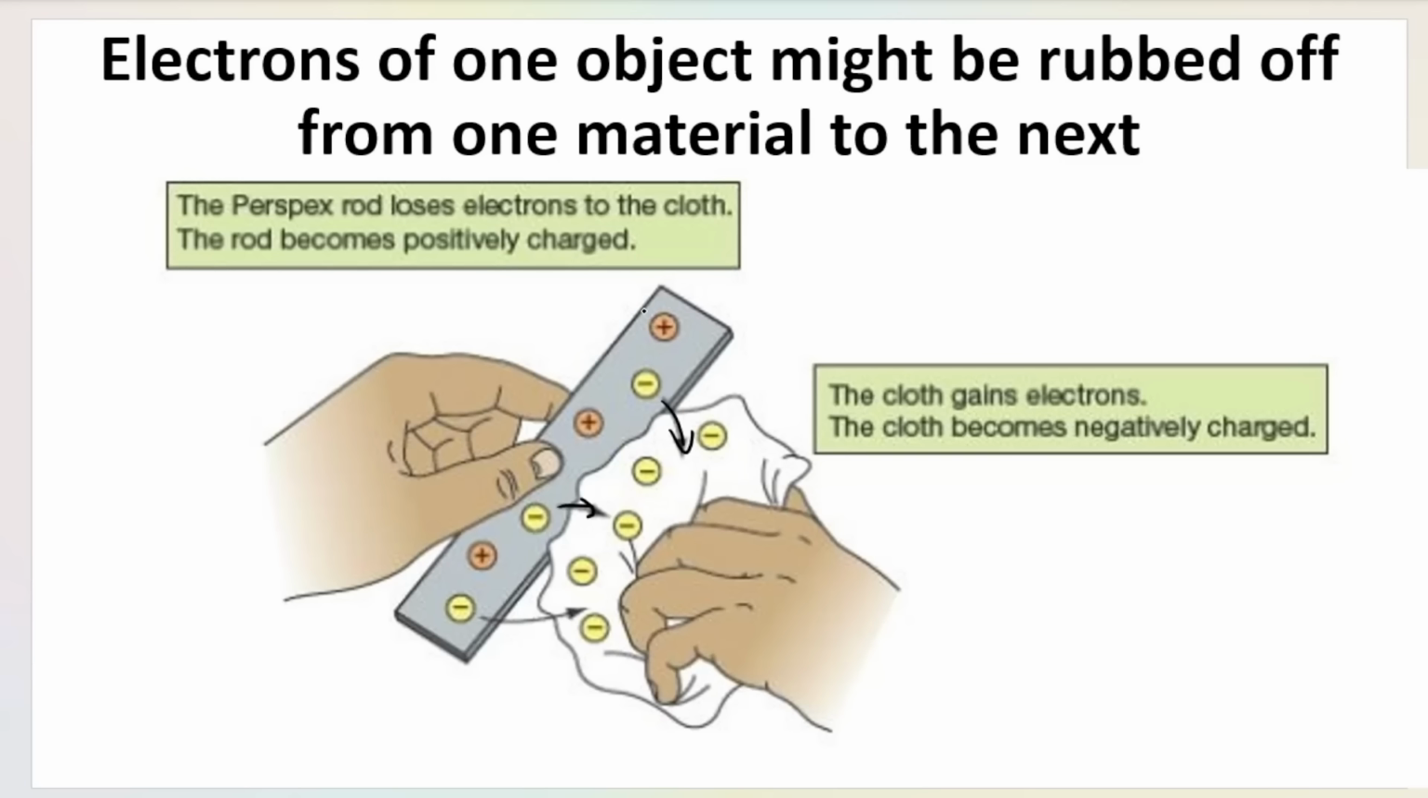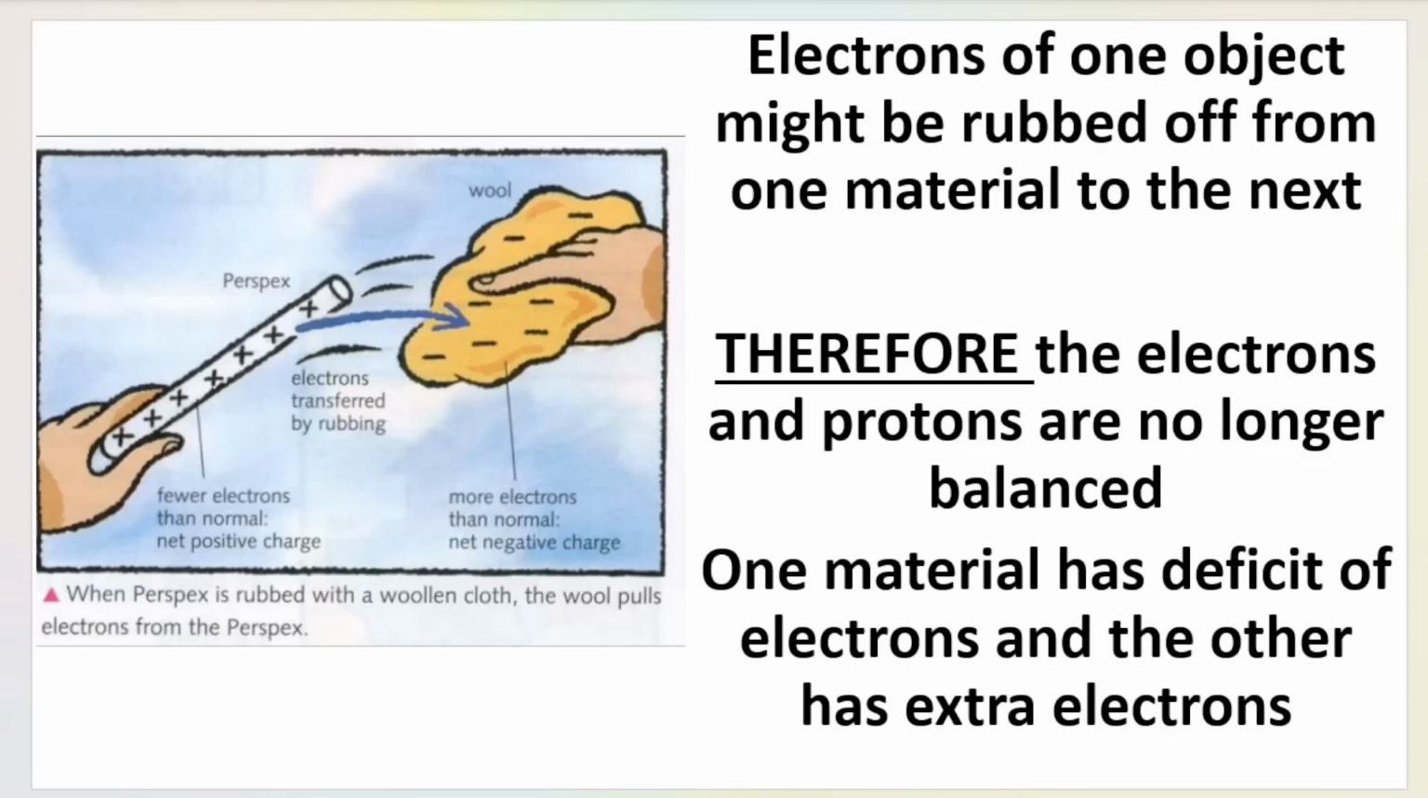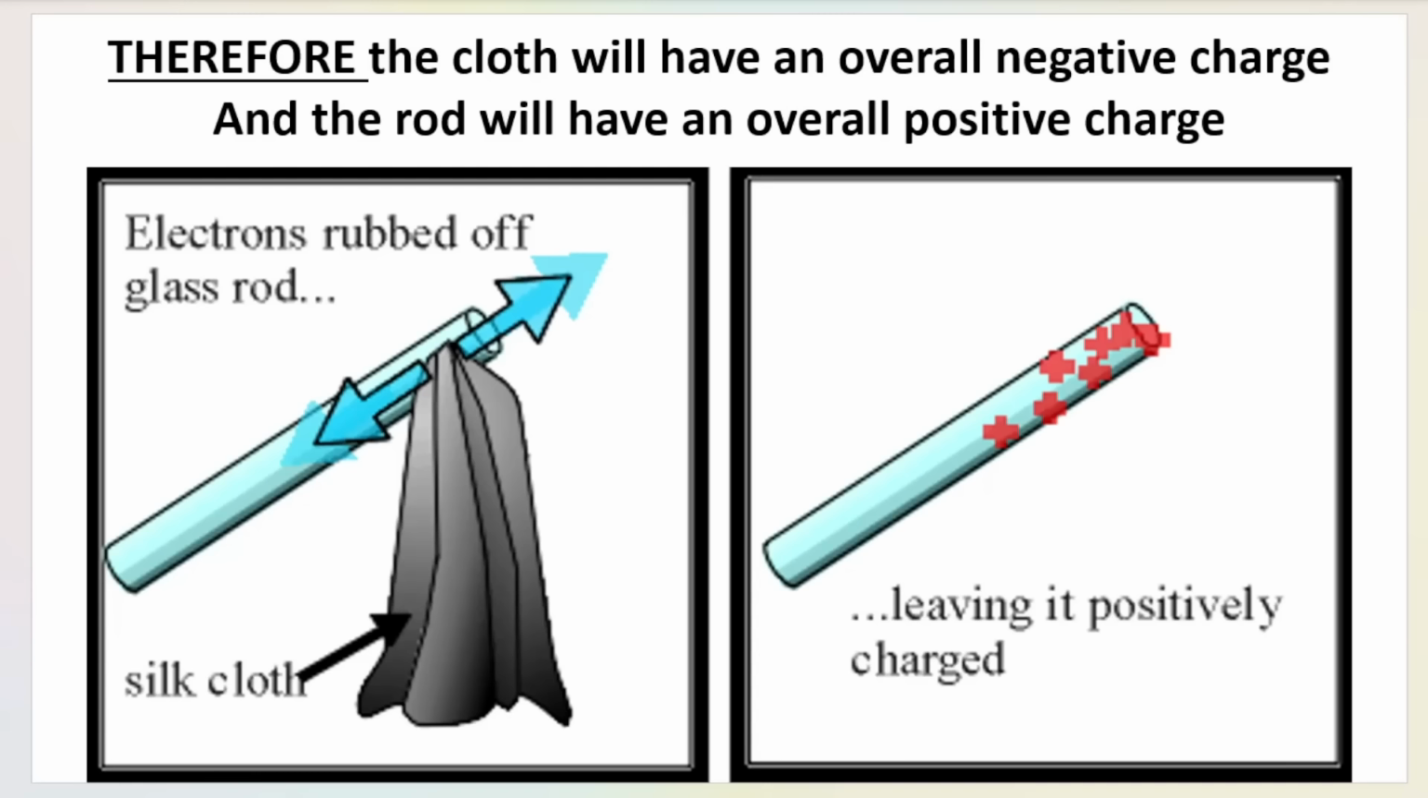That means that the rod will have more protons. It'll have more protons than electrons. It'll have a deficit of electrons because the electrons have left, which means that it'll have a positive charge. The cloth gains electrons, therefore it'll have an excess of electrons and it'll become negatively charged. Okay, so that is how it works. The electrons and protons will no longer be balanced.